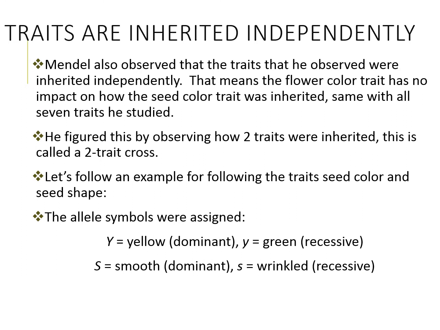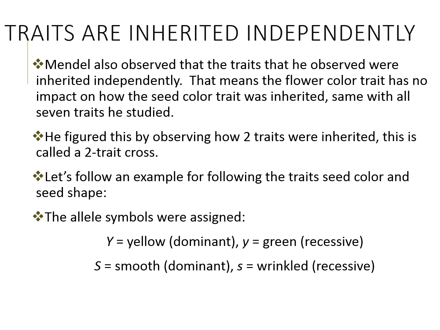Traits are inherited independently. Mendel also observed that the traits he studied were inherited independently. That means the flower color trait has no impact on how the seed color trait was inherited. Same with all 7 traits he studied, whether it's color, flower type, or the surface, whether it's wrinkled or smooth, they have no bearing on one another. He figured this out by observing how 2 traits were inherited. And this is called a 2-trait cross.